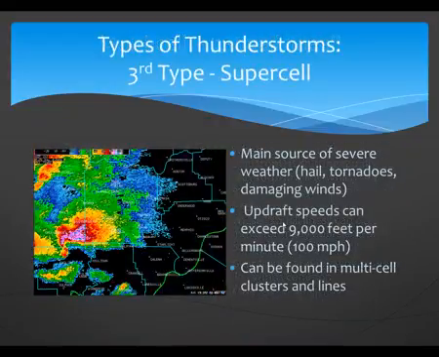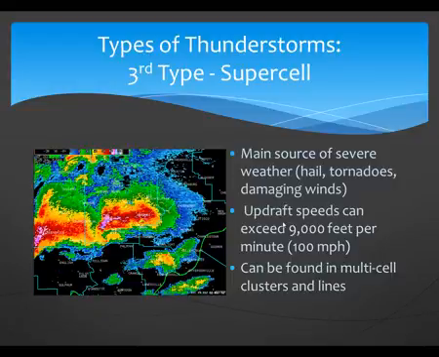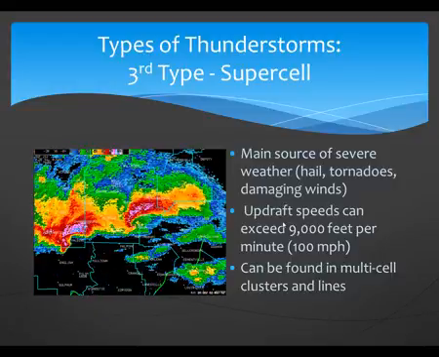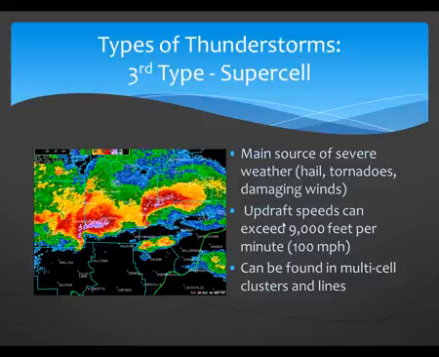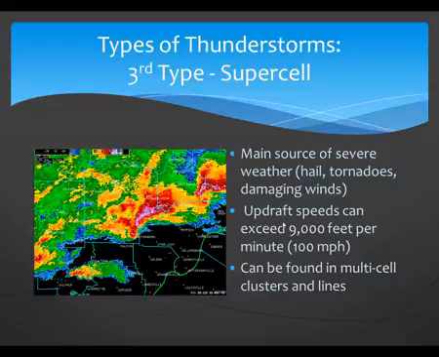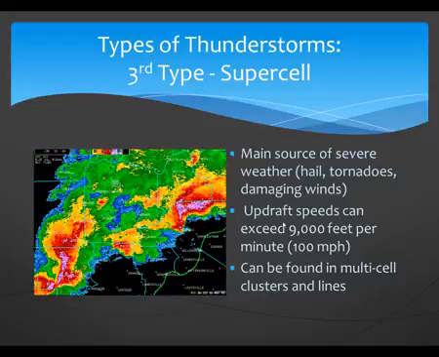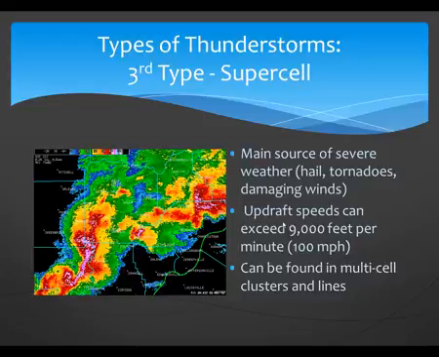The third type are the supercell thunderstorms, and these are the main source of severe weather. The updraft speeds in a supercell can exceed 9,000 feet per minute, or close to 100 miles per hour. And these can be found also in conjunction with multi-cell clusters and lines.